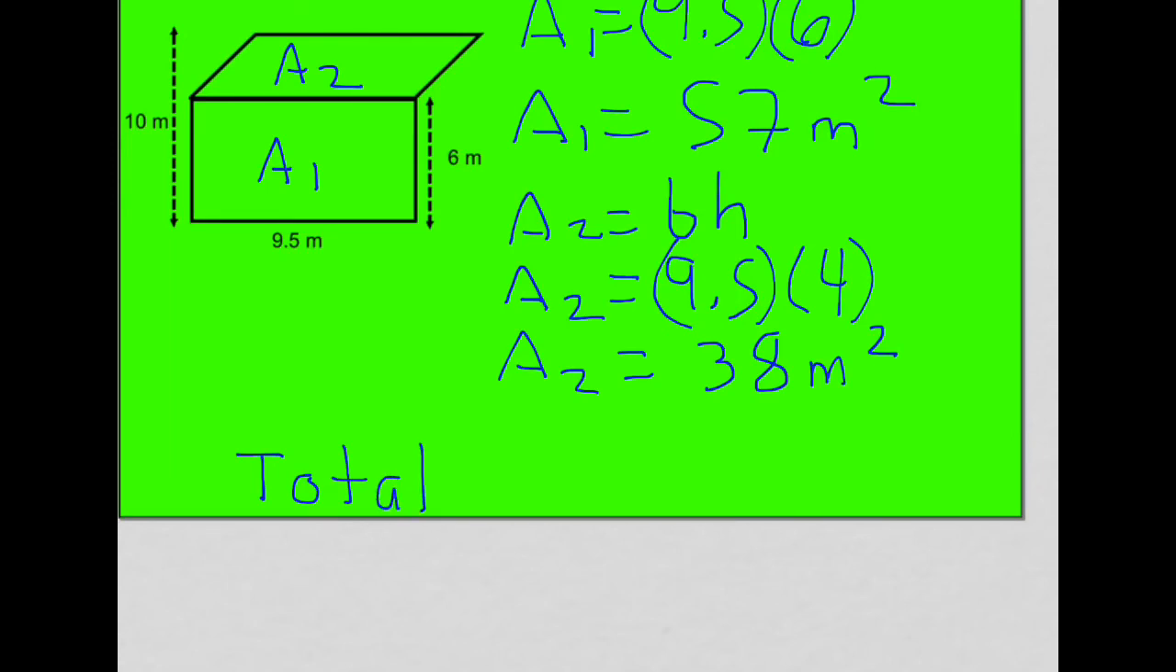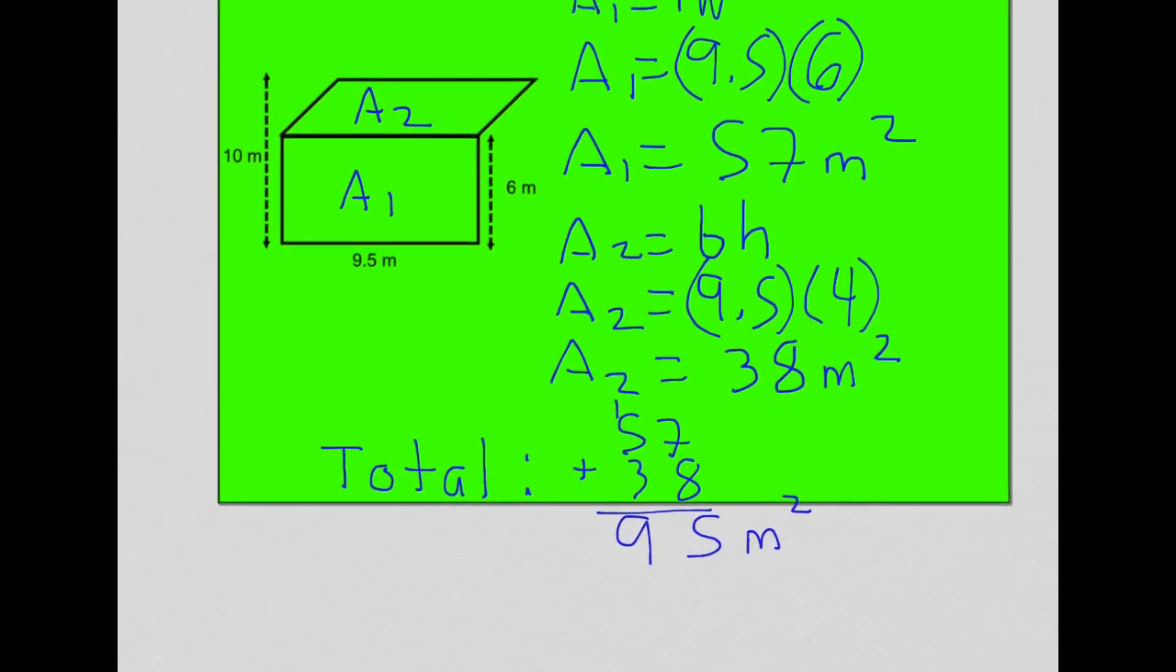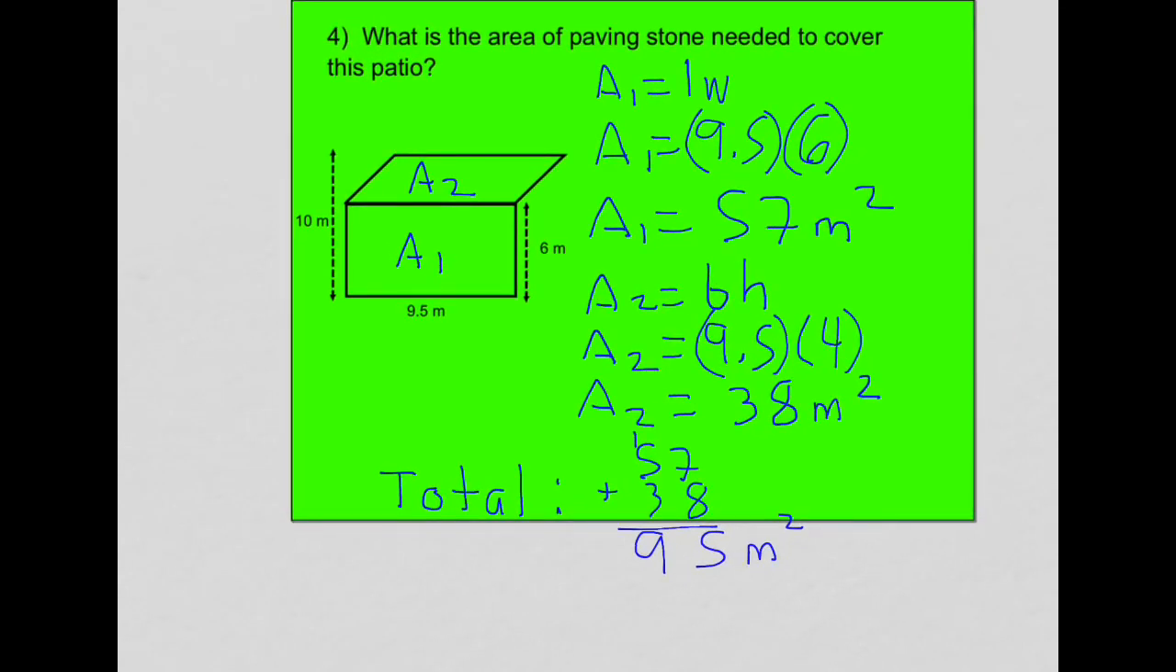So the total is going to be 57 plus 38. 7 and 8 make 15, write down the 5, carry the 1. 5 and 3 make 8, plus 1 is 9. And don't forget units of measurement, 95 meters squared. That's going to be the total area of that patio. And then you would know how much paving stone needed to purchase to cover that patio, and then the hard part begins, the planning and the laying down of the paving stone.